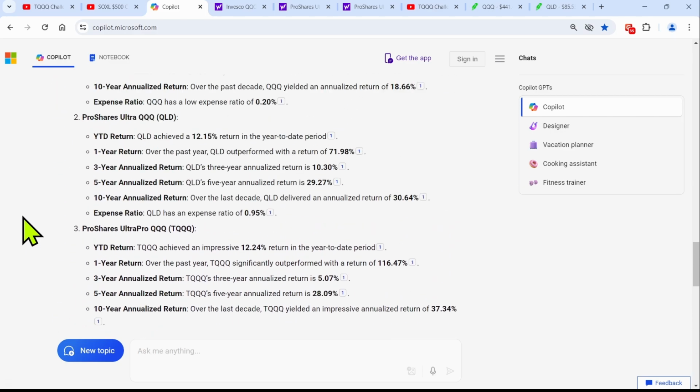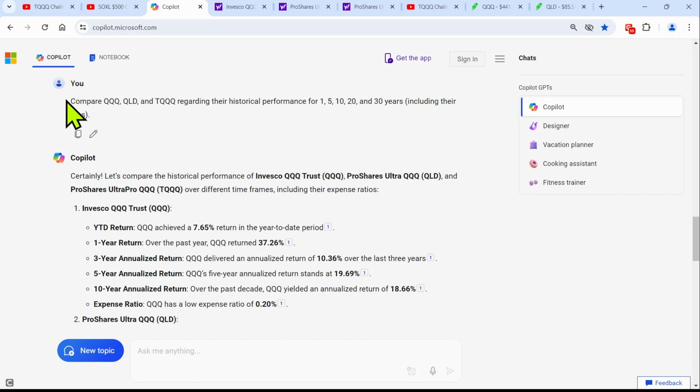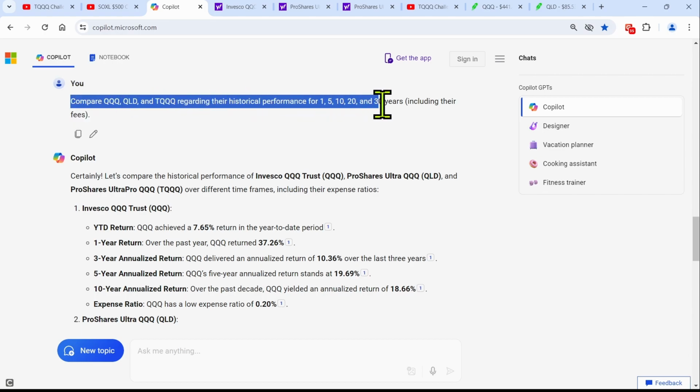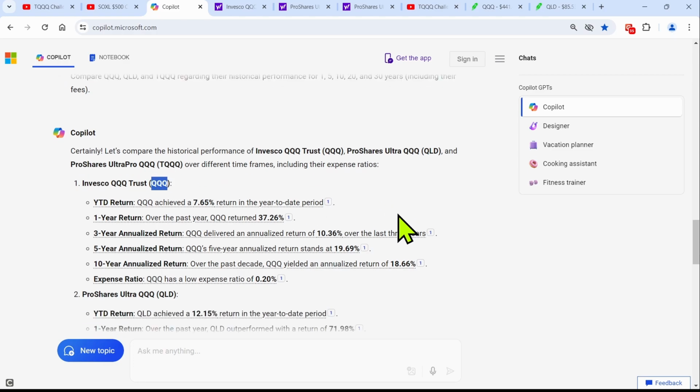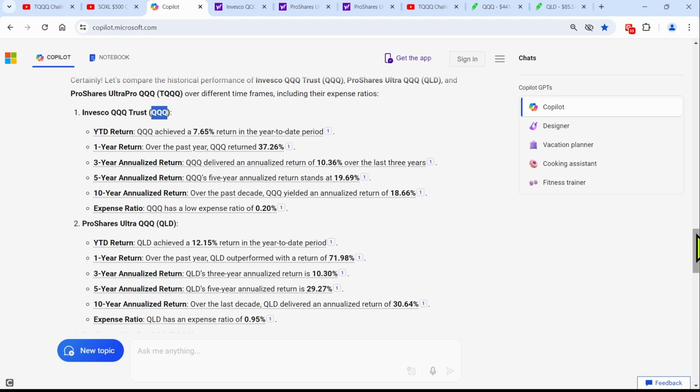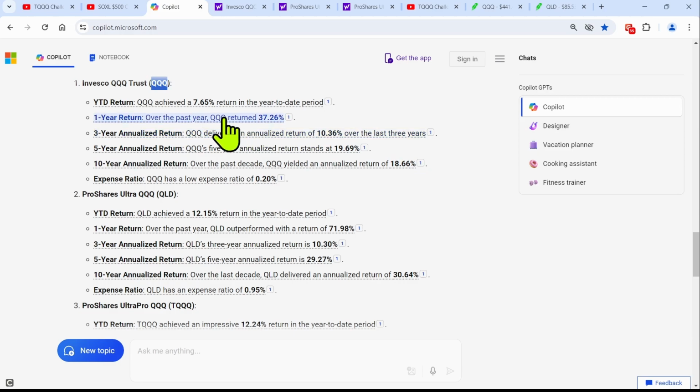Then, I asked to compare QQQ, QLD, and TQQQ regarding their historical performance for 1, 5, 10, 20, and 30 years, including their fees. The response was that QQQ YTD return. QQQ achieved a 7.65% return in the year-to-date period.